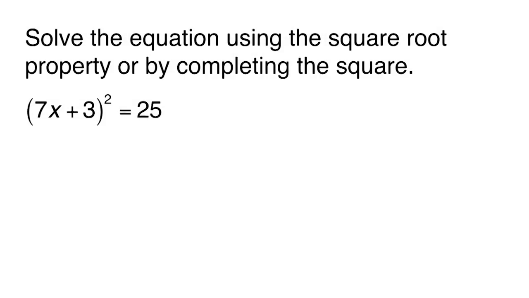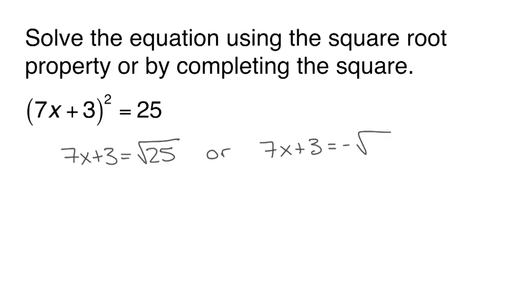Solve the equation using the square root property or by completing the square. The quantity 7x plus 3 squared is equal to 25. Since we have the square of a quantity equal to a constant, we'll use the square root property, which in this case tells us that 7x plus 3 is equal to the square root of 25, or 7x plus 3 is equal to negative the square root of 25.